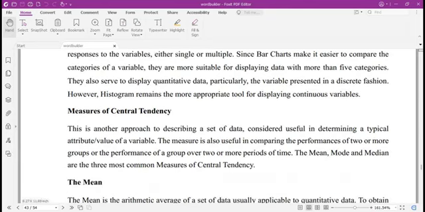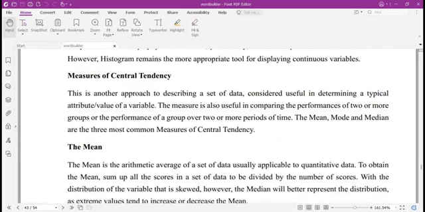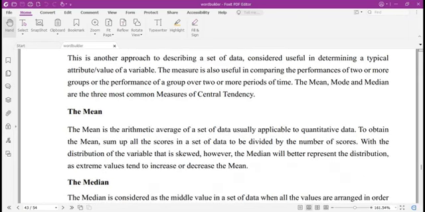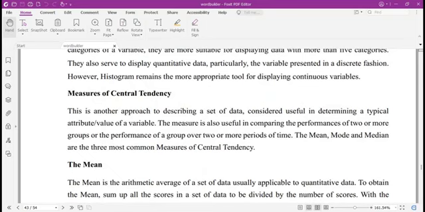Measures of central tendency. This is another approach to describing a set of data, considered useful in determining a typical attribute or value of a variable. The measure is also useful in comparing the performances of 2 or more groups or the performance of a group over 2 or more periods of time. The mean, median, and mode are the 3 most common measures of central tendency. The mean, the median, and the mode.